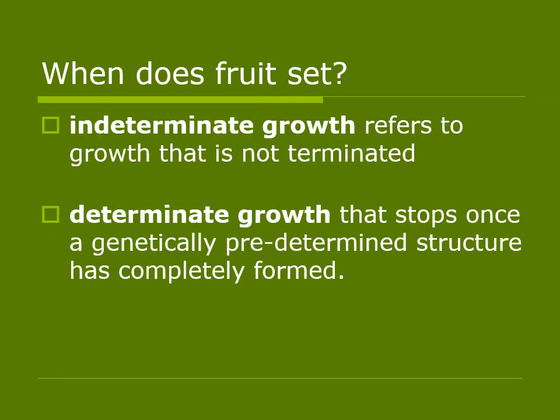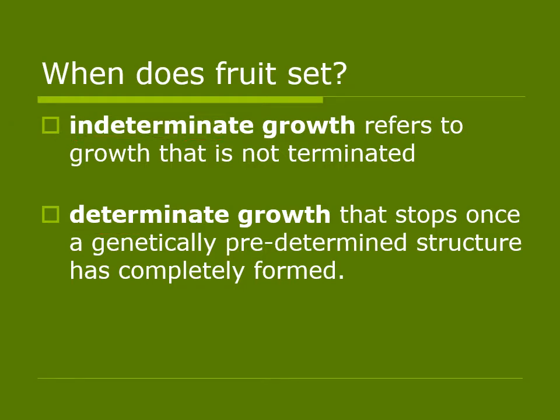So, when does fruit set? I talked about how the plant has to ripen to an age, a maturity where it can reproduce. That age is interesting, and we sort of have two divisions in how plants progress towards reproduction. One is called indeterminate growth, and the other is called determinate growth. And it's important you remember the difference between these.